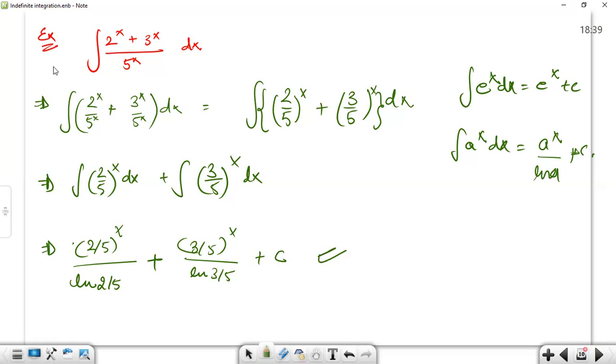So yeah, this is our answer. First, we have simplified this question. Then later on, we just integrated using the formulas which we know. Is this clear, everyone? Tanish, Raja, Krishna. Yes, sir. Yeah. So we have just used these two formulas in this. Learn them.